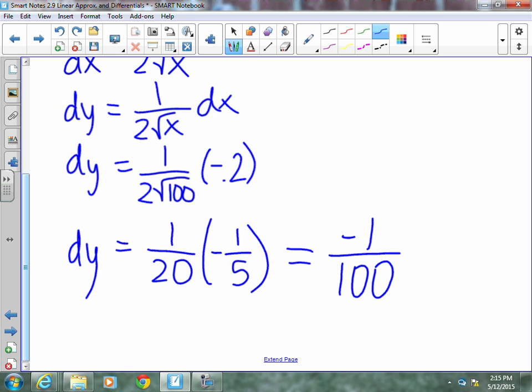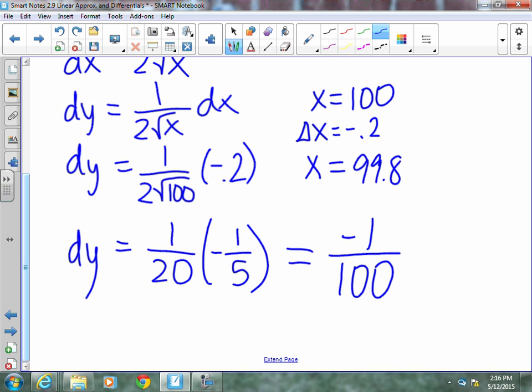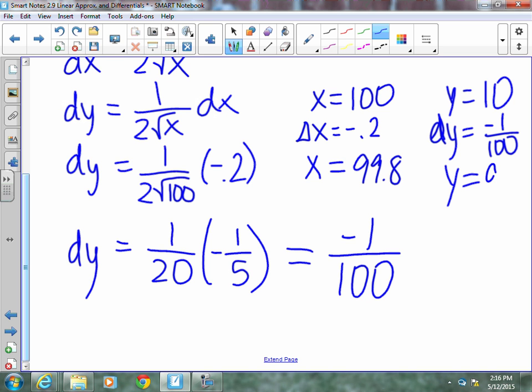So we estimated that when x was 100, we did a change of x of negative 0.2 to get x to be 99.8. When x is 100, y is 10. We discovered that our dy is negative 1 over 100, which means our estimated y value when x is 99.8 would be 9 and 99/100ths. And this is our estimated value.